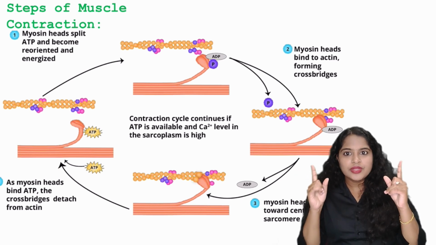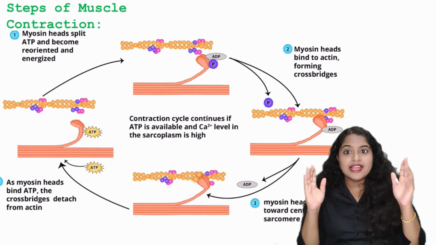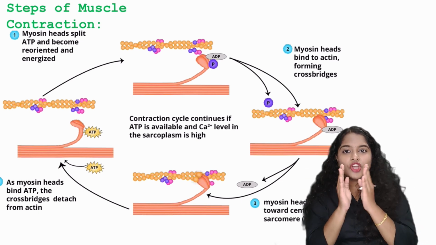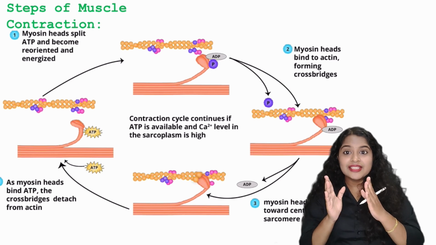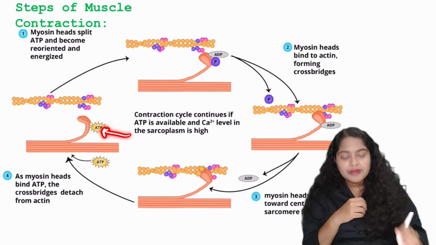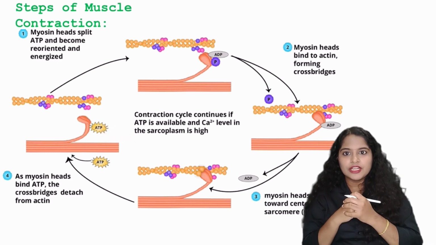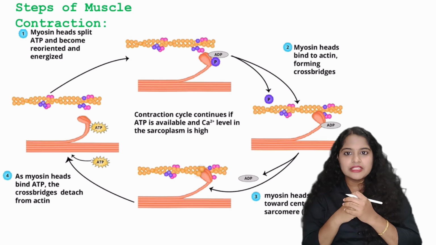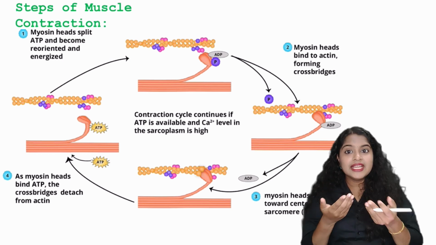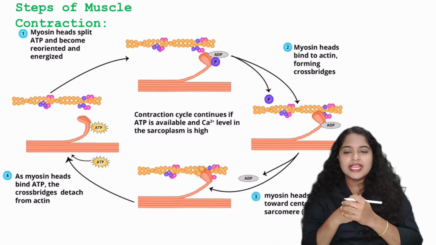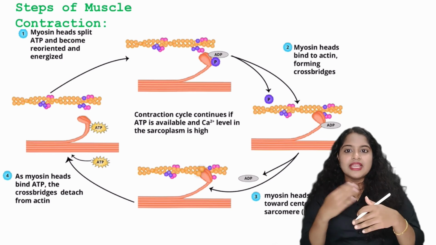Z lines are attached to the actin filaments, right? So the Z lines also will come closer. And this causes the shortening of your sarcomere and this is called contraction. Now what will happen? Another ATP will bind to the ATP binding site of myosin and this leads to the breaking of the cross bridge from the active sites. And this ATP will again be hydrolyzed into ADP and inorganic phosphate and again they will get attached to the active sites and the cycle repeats.